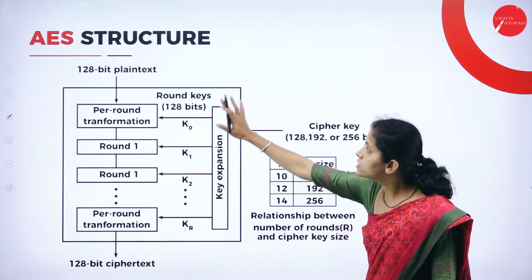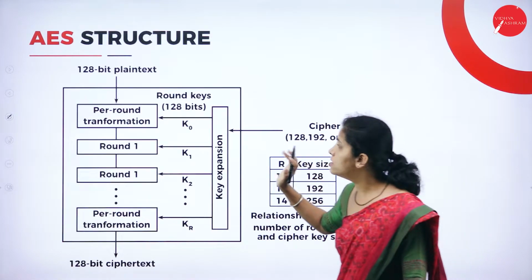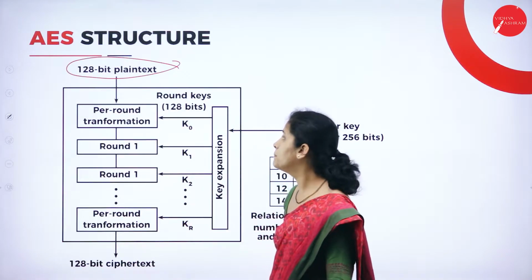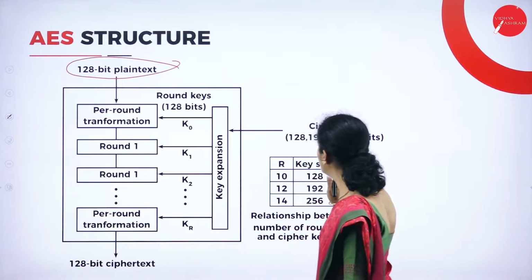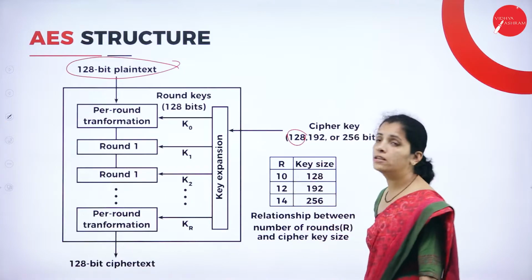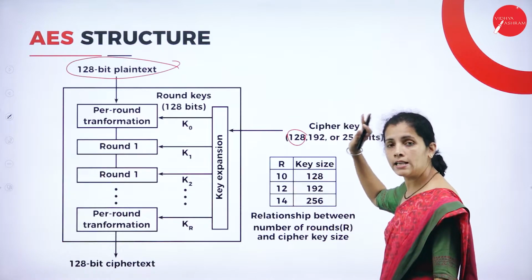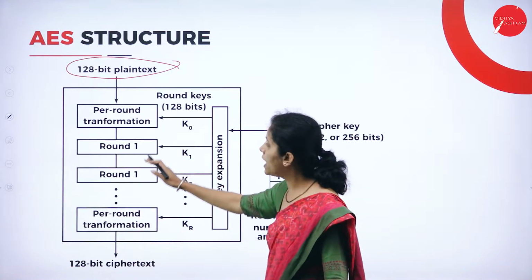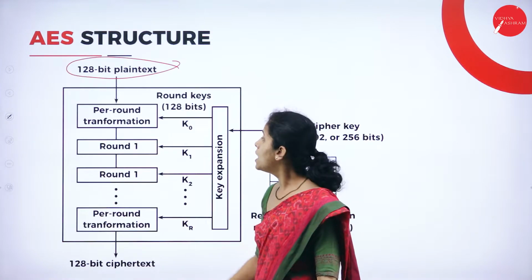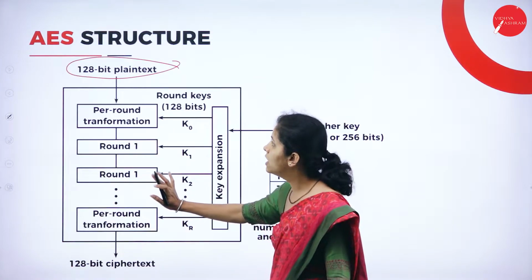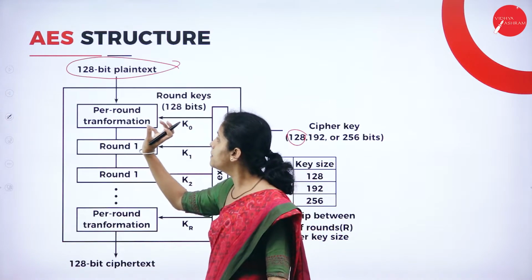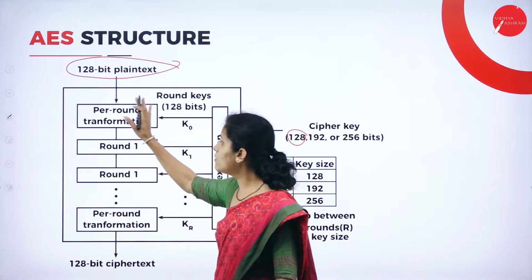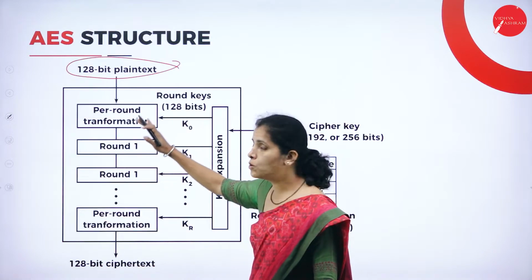Now this is the structure of AES. See here, what is the input size? It is a 128-bit plain text, and I'm going to use a 128-bit key. That is, the size of the key is 128 bits. For that reason, I'm going to have 10 round functions. And this input is given to the pre-round transformation, and the output of this pre-round transformation is the input to round 1.